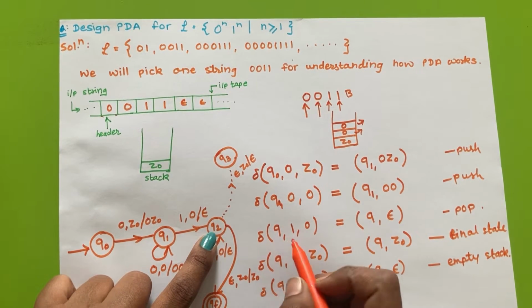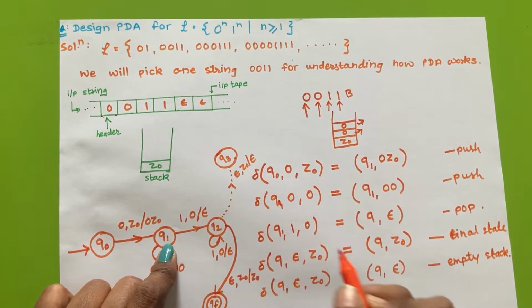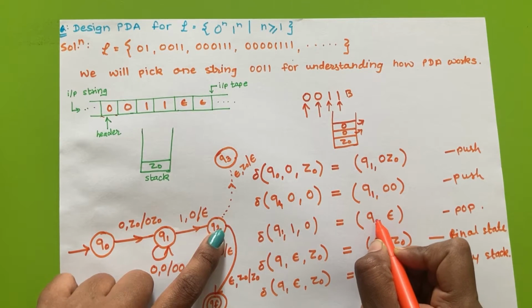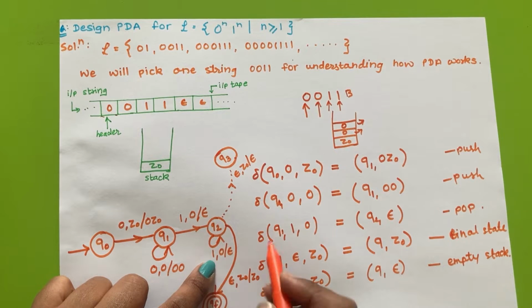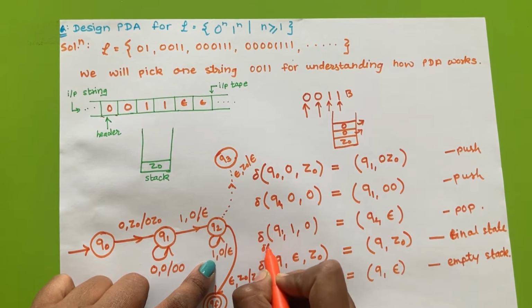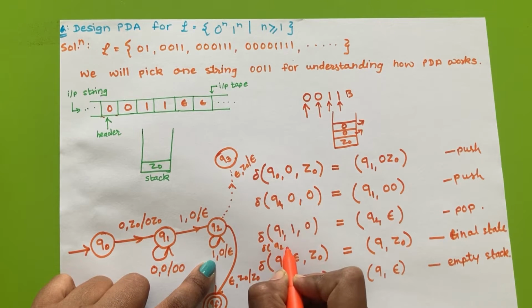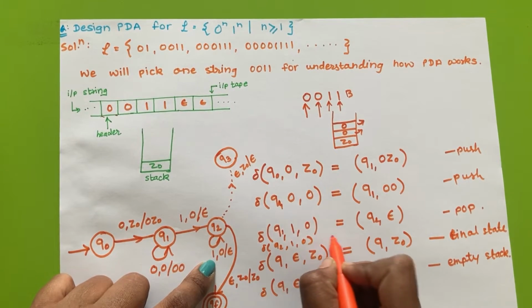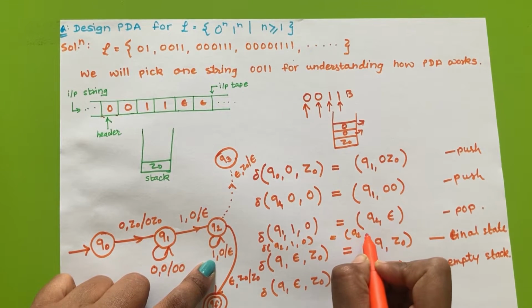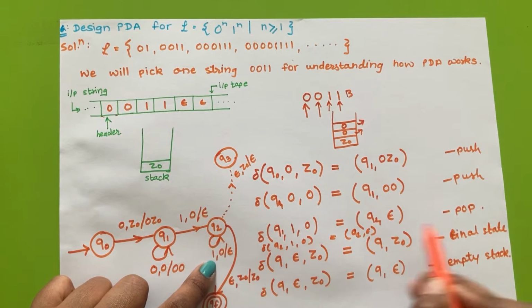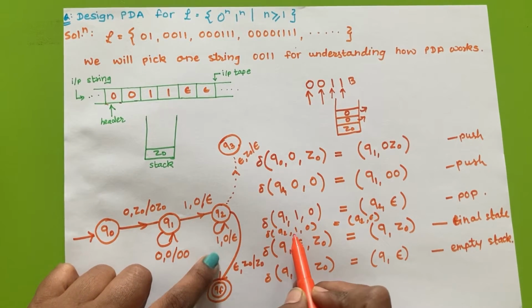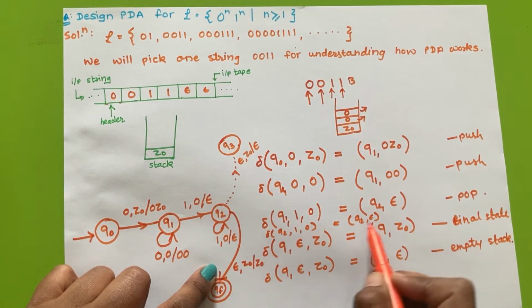For this push operation, input state is Q1 and output state is also Q1. For this, input state is Q1 and output state is Q2, and for this transition is going to be repeated, so we have to add here transition Q2, 1, 0 equals Q2, empty, because this is the cycle which is repeating the pop operation. Okay, so I have added one extra transition here.